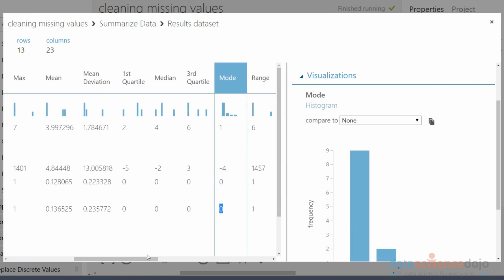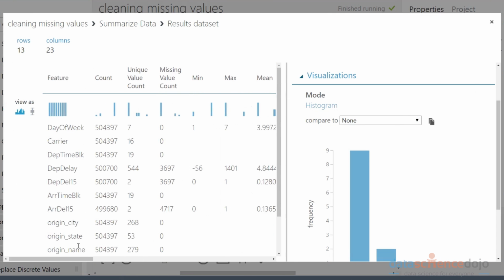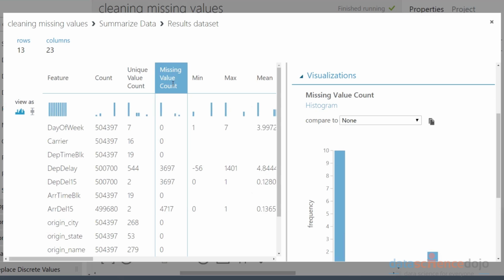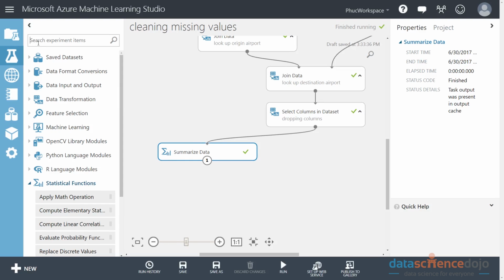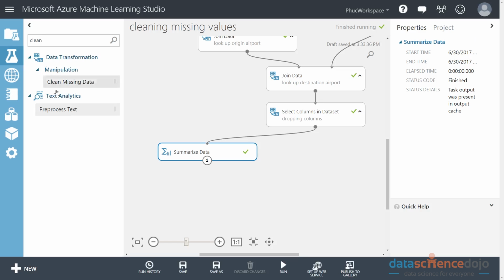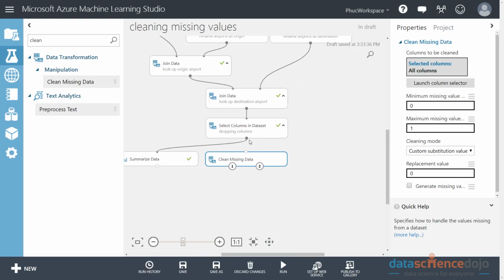Okay, so let's go back and look at this. The missing values are something that we have to take care of. So if we X that out, we can start thinking about a cleaning strategy now. If you go to the top left-hand corner and type in clean missing data, just drag that in. This is the module we're going to use to clean missing values, and just go ahead and connect your data. So notice that this is an actual transformation now.